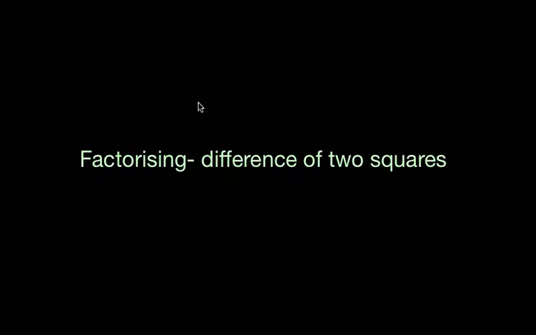Right, the last type of factorisation we're going to look at is the factorisation with the difference of two squares. So what does this mean? You may come across an expression like this: x squared minus 25. There's no middle term. But what we do notice with this term, we've got our x squared term, but here we've got a square number. 5 times 5 equals 25.